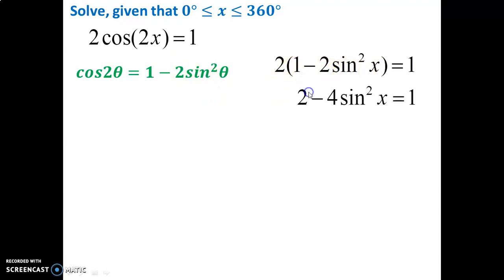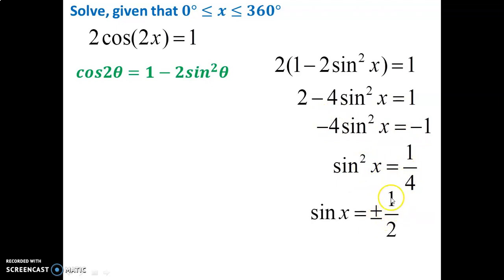Now I'm going to multiply through, so 2, and this becomes negative 4. Then I'm going to subtract 2 on both sides to get negative 1 here. Then I'm going to divide by negative 4, and I get this. I have a square, I'm going to take the square root, and again I end up with plus or minus 1 over 2, because I'm taking the square root. Now, I'm looking for sine values. In the last part, we ended up having cosine, but now we're looking for sine.